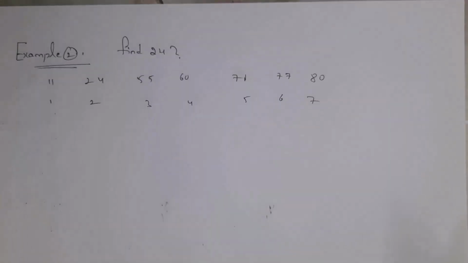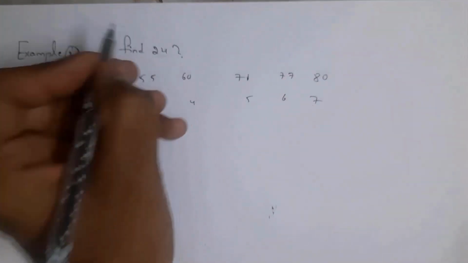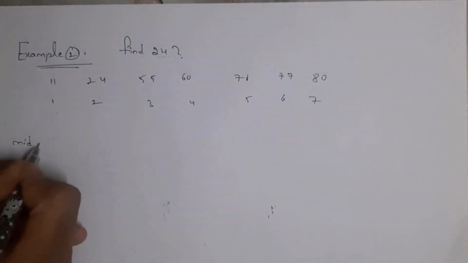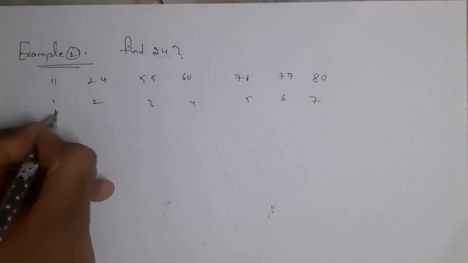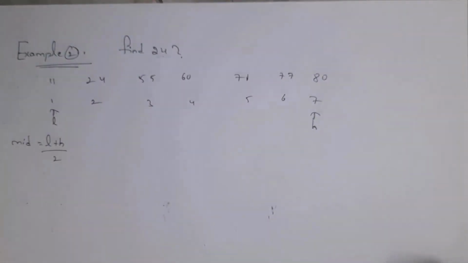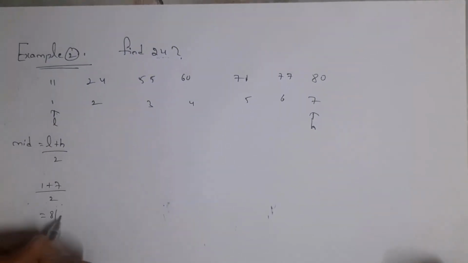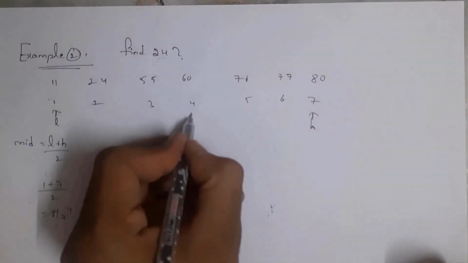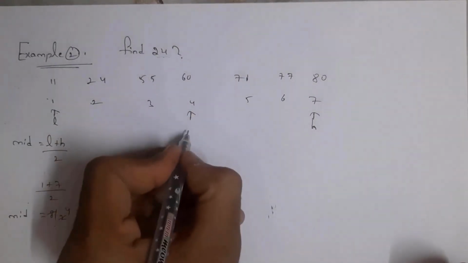This is one more example. Here I need to find element 24. So you need to apply the formula for mid. The formula of mid is lower element plus higher element by 2. Lower element is the first element in the array, and higher element is the last element in the array. That is 1 plus 7 by 2, that is 8 by 2. 2 4s are 8, that is 4. The value of mid is 4.